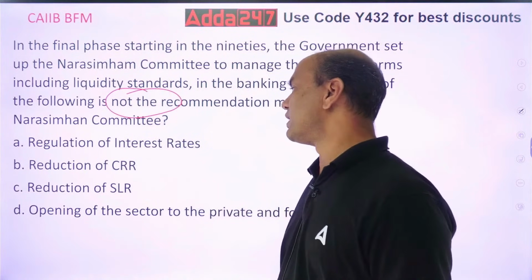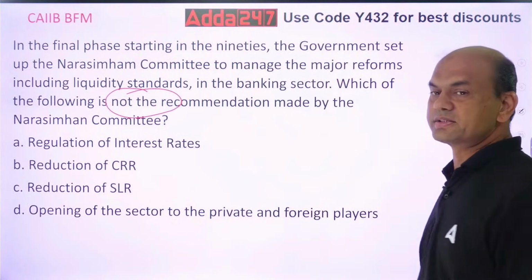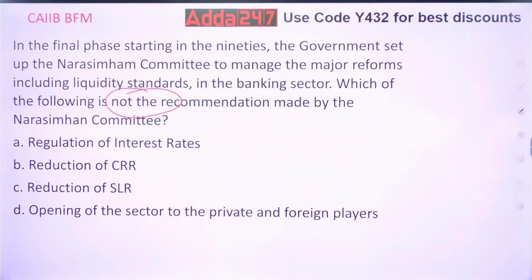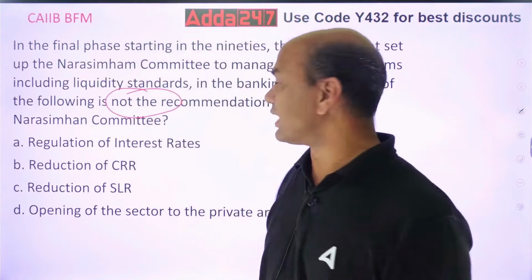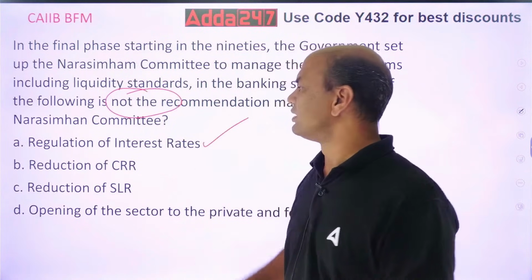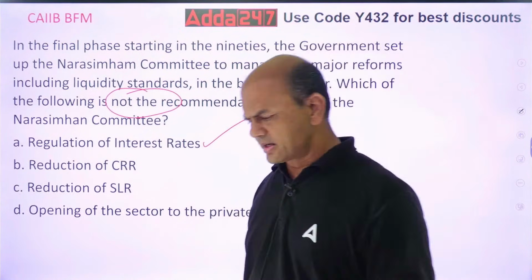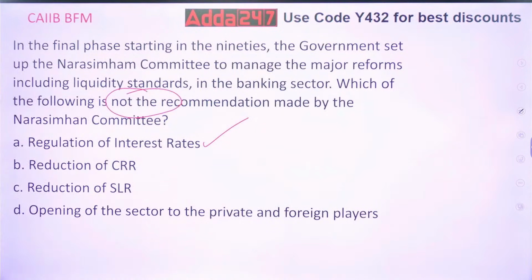Regulation of interest rates, reduction of CRR, reduction of SLR, opening up of the sector for private and foreign players. What was not the recommendation? Kindly focus on the question: not the recommendation. The Narasimham committee was actually against regulation of interest rates. It clearly said that RBI should come out of this job of regulating the interest rates.